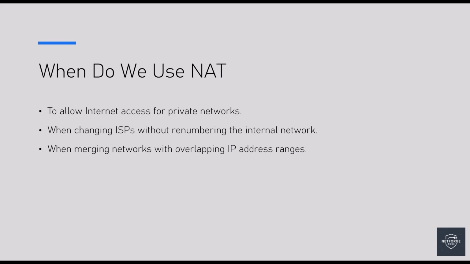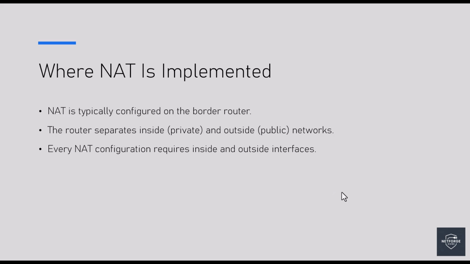And also, the next thing which is important is when merging networks with overlapping IP address ranges. Okay, let's say that I have private IP addresses in my network, and I have just bought another company. The internal network of that company has the same range that I have. This is very possible. So what can I do? I can just translate my private IP addresses into another private IP address, and vice versa. That is another use of NAT in your network.